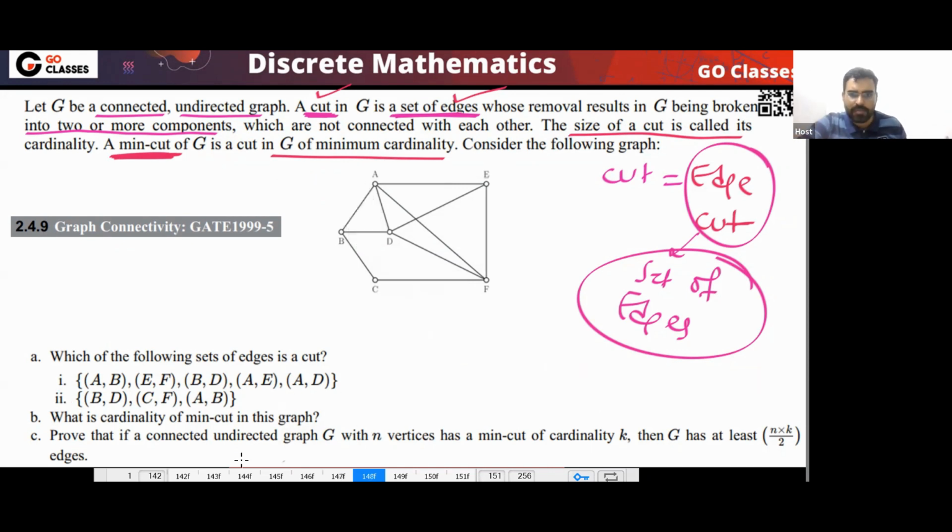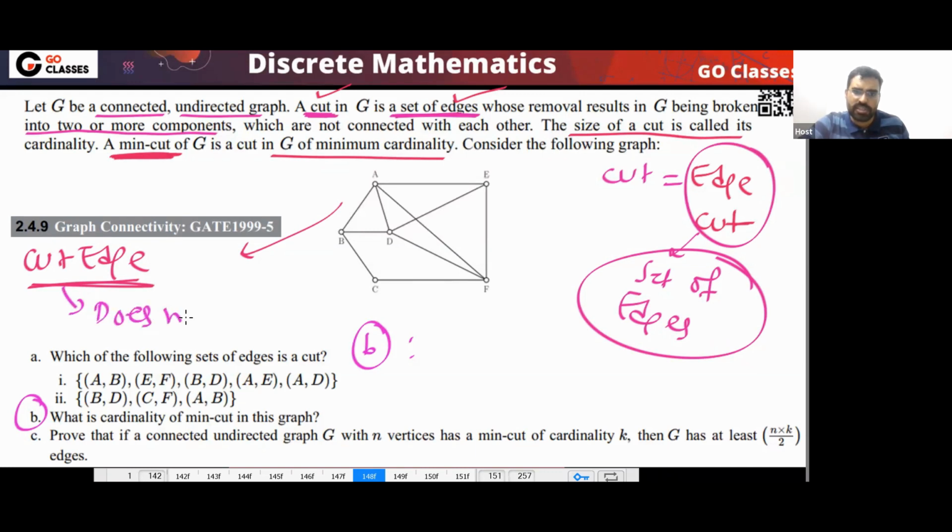Next, what is the min cut? Let's see question number B. What is the min cut? In this, do you have a cut edge? Cut edge means non-cyclic edge. It does not exist, because if you notice in this graph, every edge is a cyclic edge. So in this graph, I can say that a cut edge does not exist.